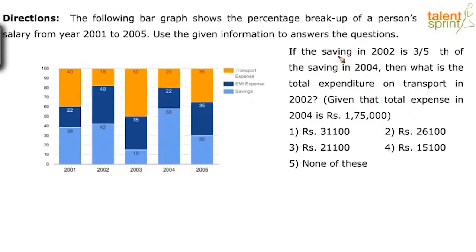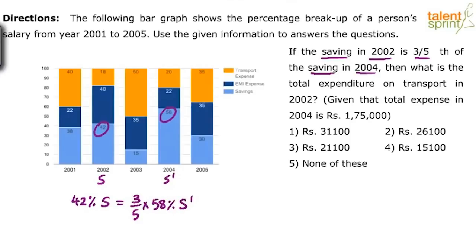First of all, frame the equations like I've said. Savings in 2002 is 3/5 of savings in 2004. Now, what is the saving in 2002? 42%. What is the saving in 2004? 58%. So basically, let's assume salaries are S and S dash. So 42% of S, saving in 2002, is equal to 3/5 of saving in 2004, which is 58% of S dash. 42% of S equals 3/5 of 58% of S dash.